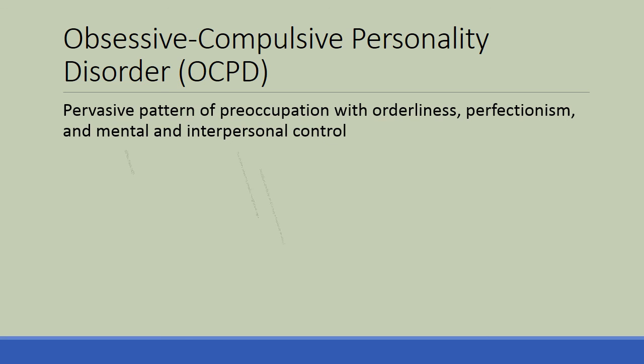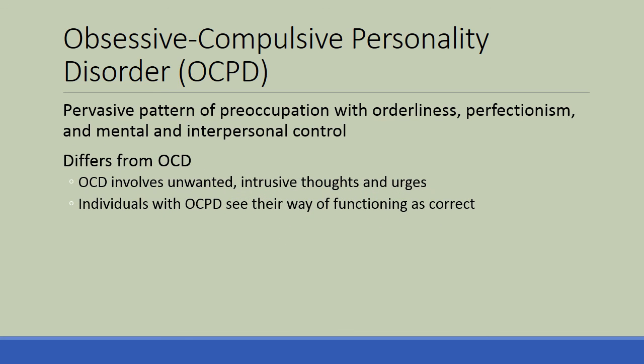to an extreme. Now, this differs from OCD, which we studied earlier in the course. OCD involves unwanted intrusive thoughts and urges. Individuals with OCPD see their way of functioning as correct. This disorder is a more generalized way of interacting with the world. OCD, again, is distinguished by the presence of obsessions and compulsions.